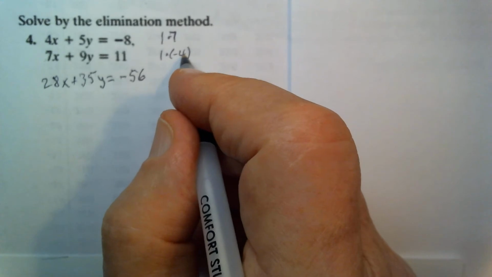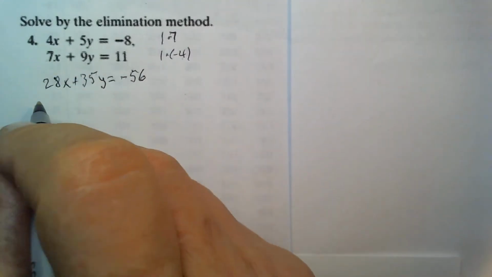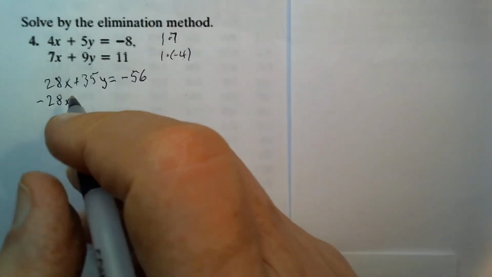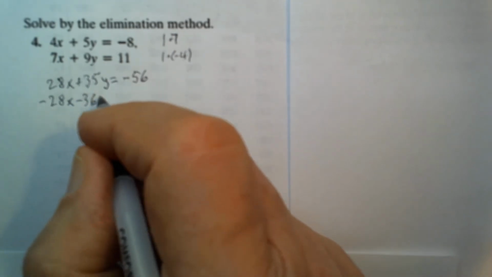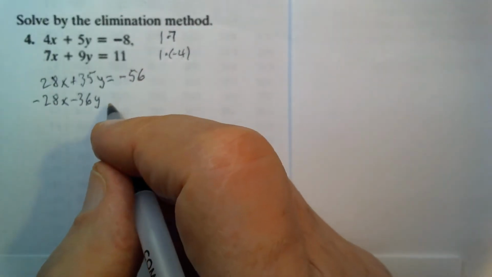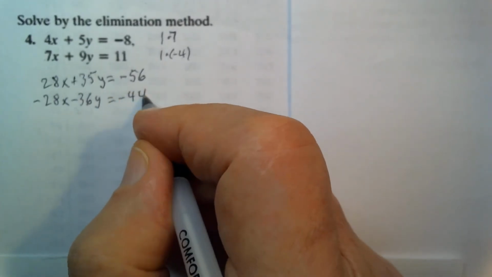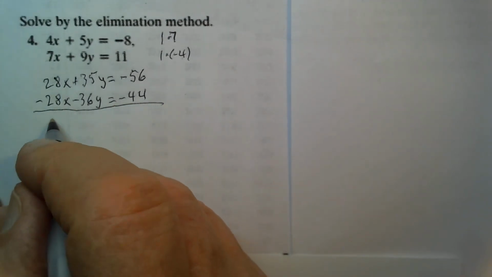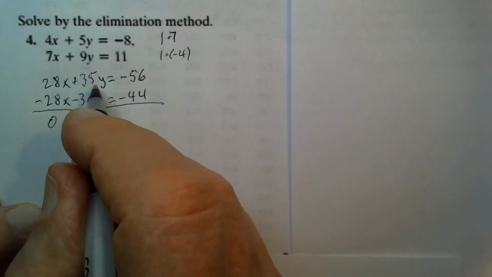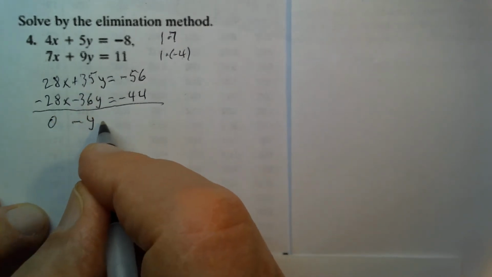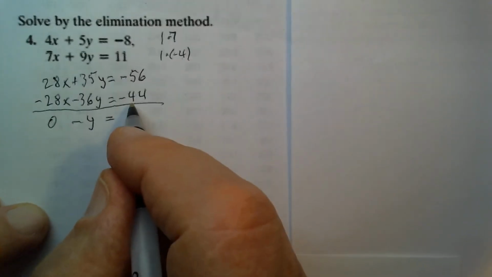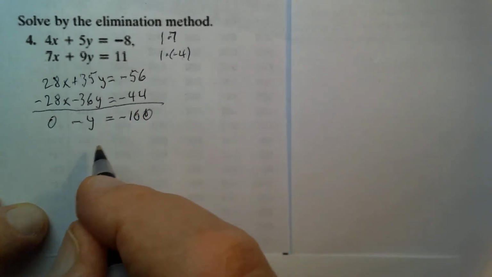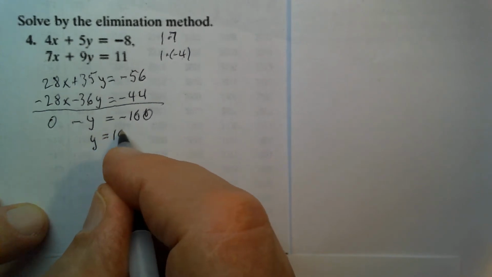And multiplying the second equation by negative 4, negative 4 times 7 is minus 28x, minus 9 times 4 is minus 36y, and minus 4 times 11 is minus 44. And now, when we add the two equations, 28x minus 28x is 0, and 35y minus 36y is minus y, and minus 56 minus 44 is minus 100. So y multiplied by minus 1 on both sides tells us that y is equal to 100.